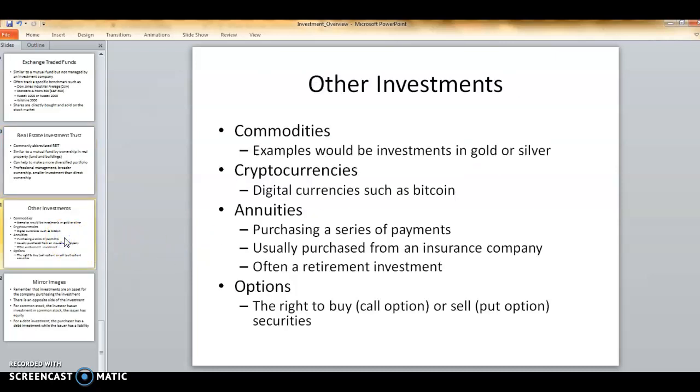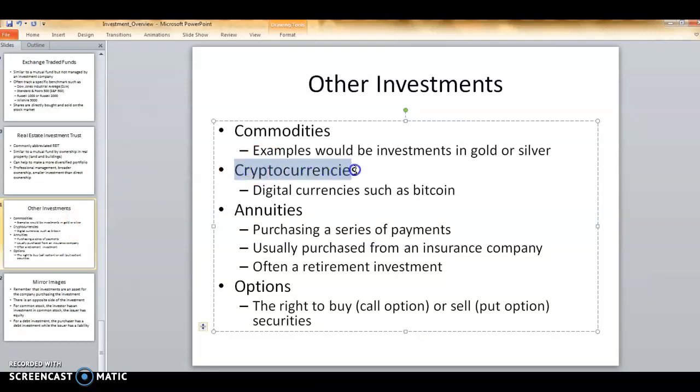Some other investments that companies might have. Commodities. Commodities would be, for example, gold or silver, some precious metals, or things like corn, cotton, etc. Those are commodities. Cryptocurrencies. Cryptocurrencies are one of the newer fads in terms of investments. They're digital currencies. They're not backed by any government, so they're more risky. They would include things like, for example, Bitcoin.